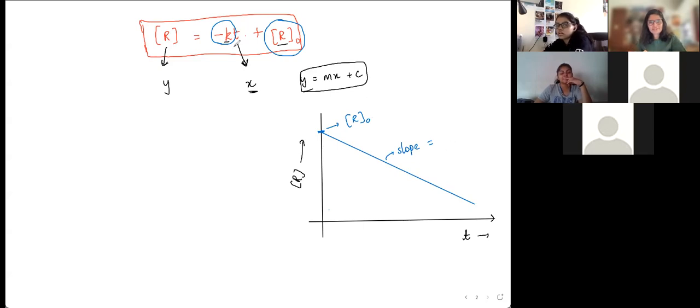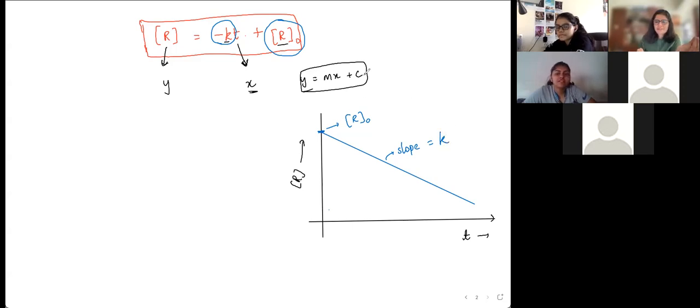No, look at the equation. What information is the slope giving you? You have y equal to mx plus c. If it's a random line, how will you find out the slope? You did straight lines in math, right? The slope will give you the rate constant. There you go, slope is equal to k.